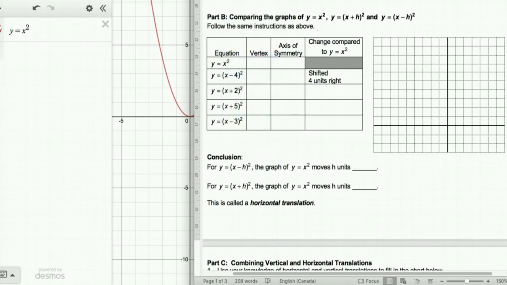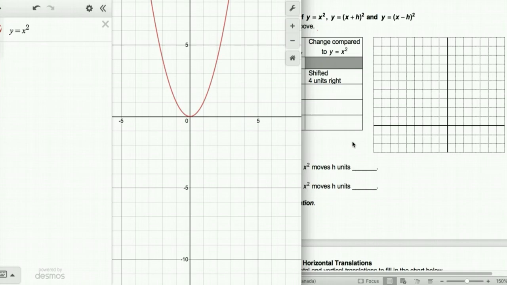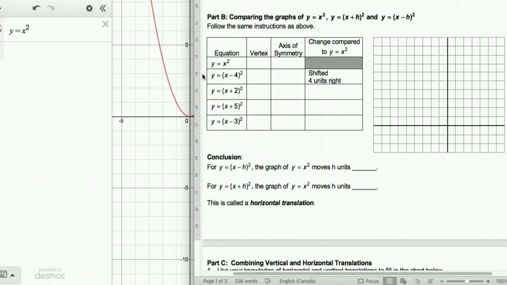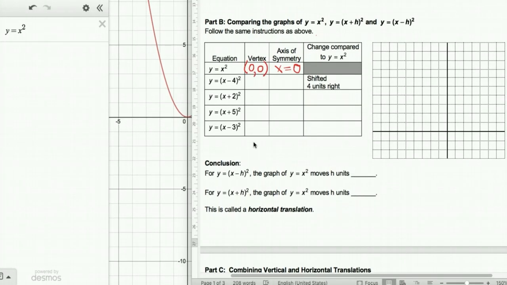Okay, so I'm noticing here that the vertex is 0, 0. Axis of symmetry is x equals 0. Okay, so for y equals x squared, the vertex is 0, 0, and the axis of symmetry is x equals 0. Okay, we're not going to write about how it's changed compared to itself. Okay, still the same thing.